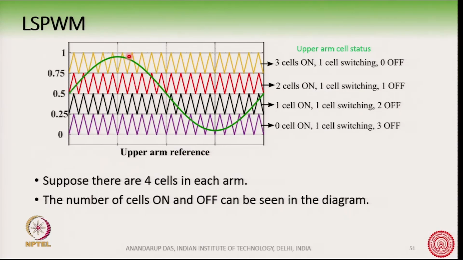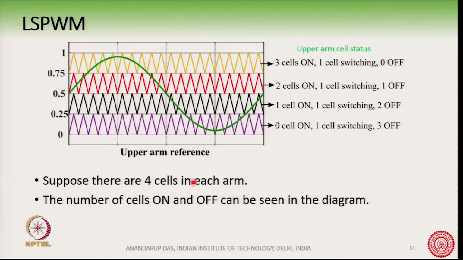Suppose this is the upper arm reference, and it is spanning between 0 and 1 here. Since we are using level shift PWM, let us assume there are 4 cells in each arm. So, this is an example. I would like to explain this through an example. We will take discrete examples and try to understand what is happening. We want to do a level shift PWM and try to get the desired arm voltages.